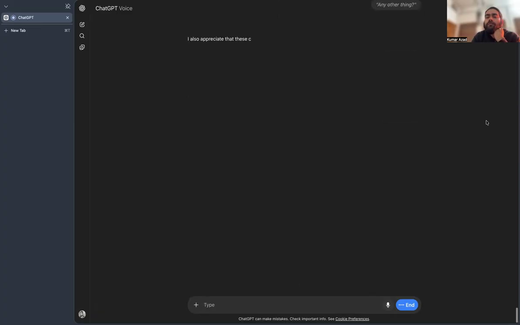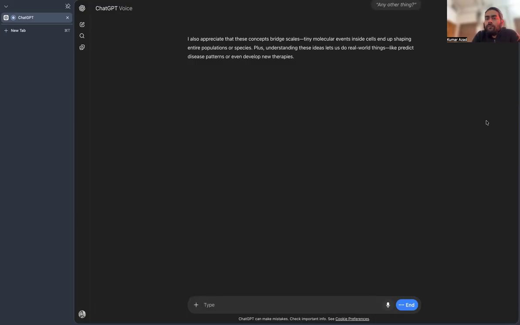I also appreciate that these concepts bridge scales. Tiny molecular events inside cells end up shaping entire populations or species. Plus, understanding these ideas lets us do real world things, like predict disease patterns or even develop new therapies. In a way, it's both the map of life and the toolkit we use to shape it. That's pretty inspiring.